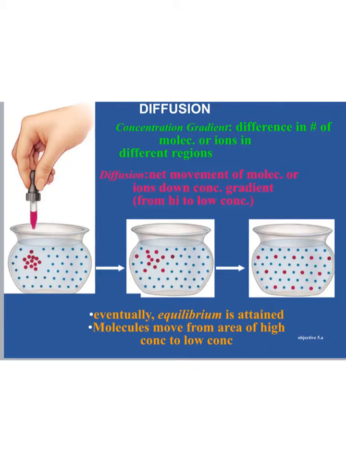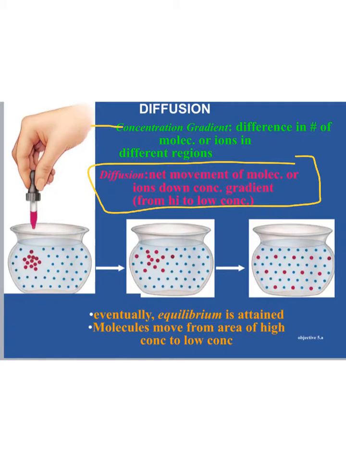All right, so we talked about this term diffusion a little bit already as we talked about water and gases and things like that diffusing across the cell membrane. So I want to talk a little bit about this idea of diffusion. When we talk about diffusion, we mean net movement of molecules or ions, and we say that that occurs down a concentration gradient. When we refer to a concentration gradient, we're talking about the difference in the number of molecules or ions in different regions.